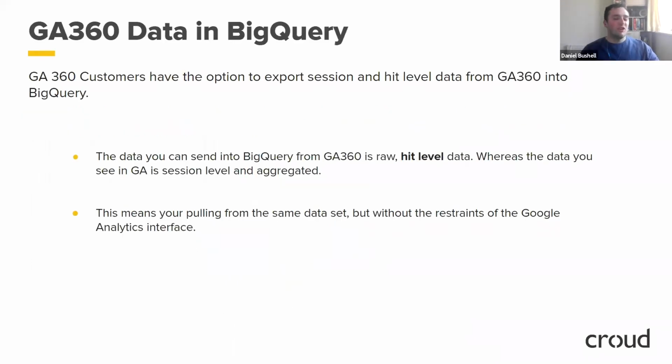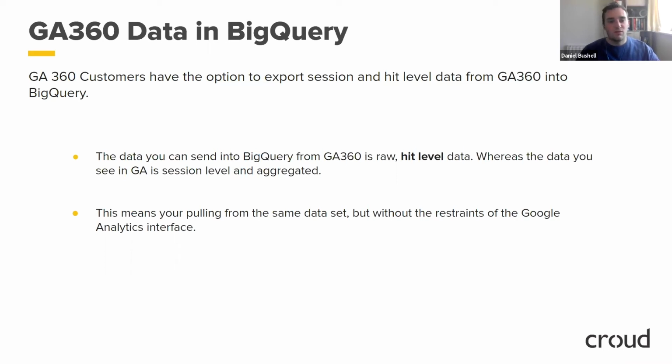So GA360 customers, you have the option to export session and hit level data from GA360 into BigQuery. Now, that means that when you're in BigQuery and you're putting your GA360 data into that, you're dealing with your raw hit level data, the nitty gritty, down and dirty part of your data. Whereas in comparison, in the Google Analytics interface, the data you often see is session based and it's aggregated as well.